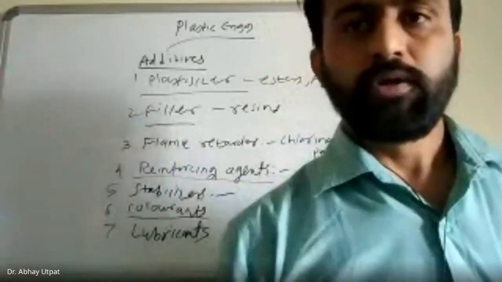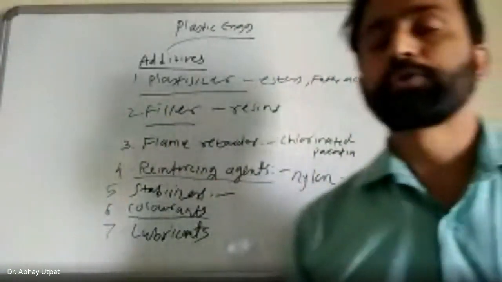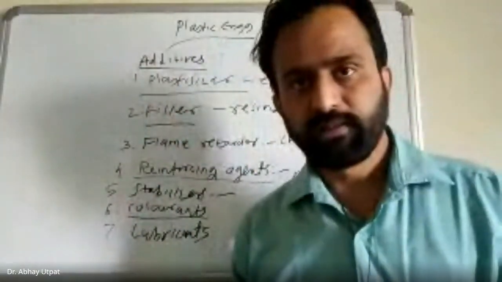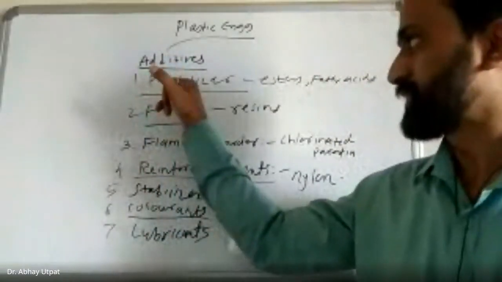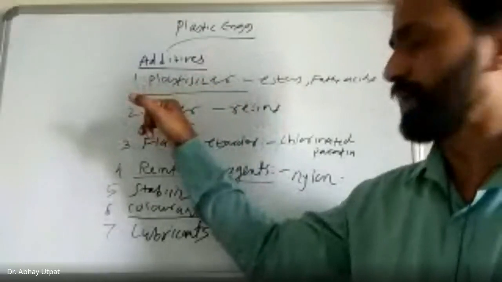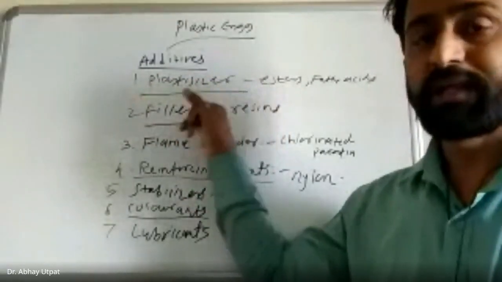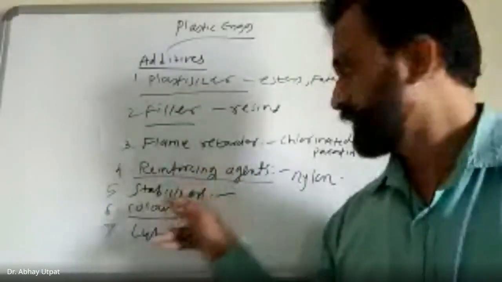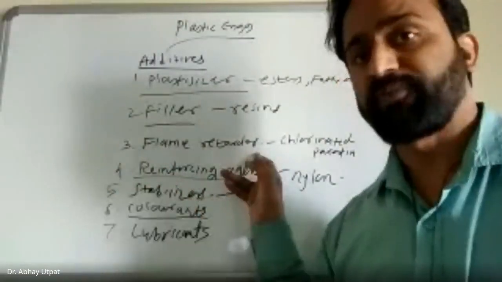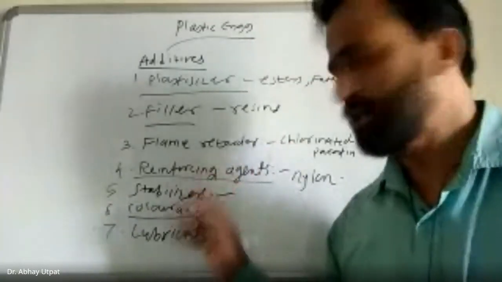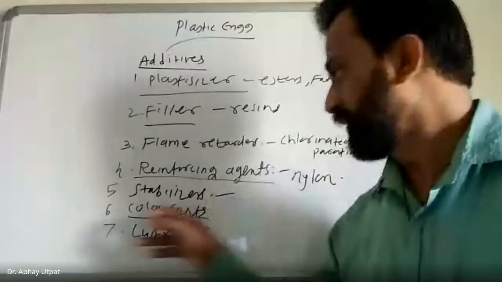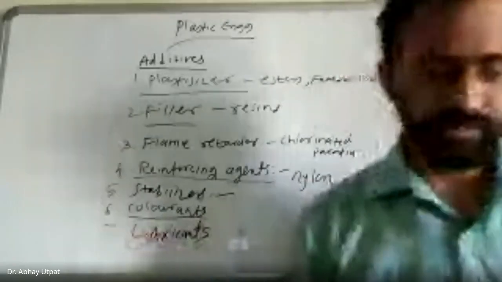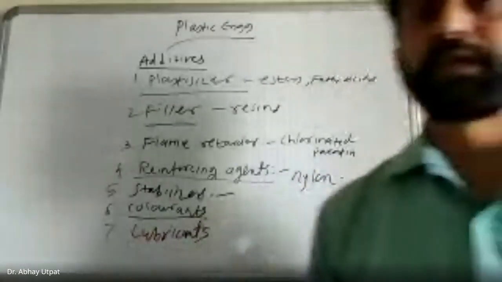All these are called additives in plastic. I will repeat. Additives used in plastic are for improvement of the properties. First is plasticizer, for increasing flow characteristics. Second is filler, for saving the cost. Then flame retarders, which avoid catching fire. Reinforcing agents increase the strength. Stabilizers are for increasing stability. Colorants give good color and aesthetic look. Lubricants are for preventing friction. These are called additives in plastic. I hope you understand it.